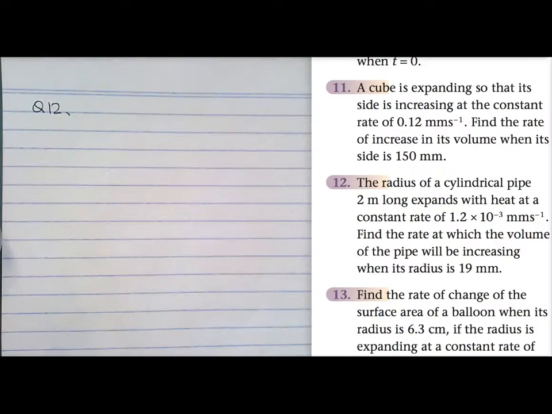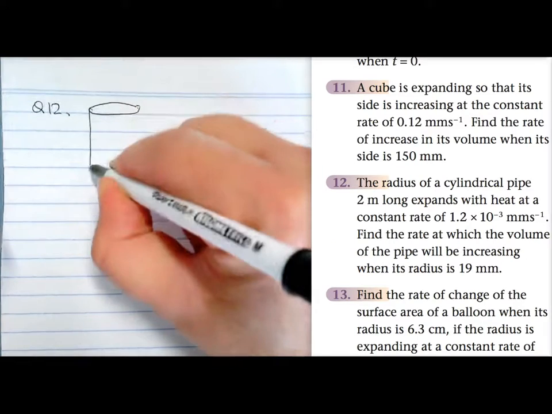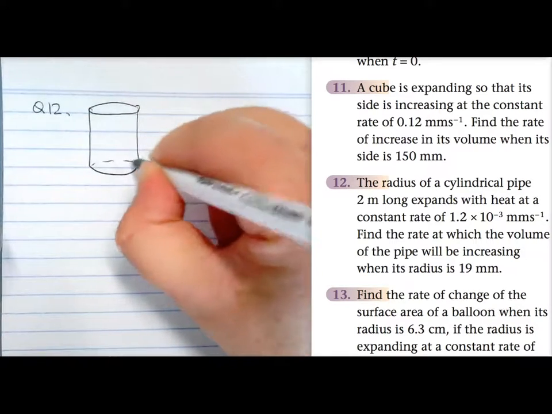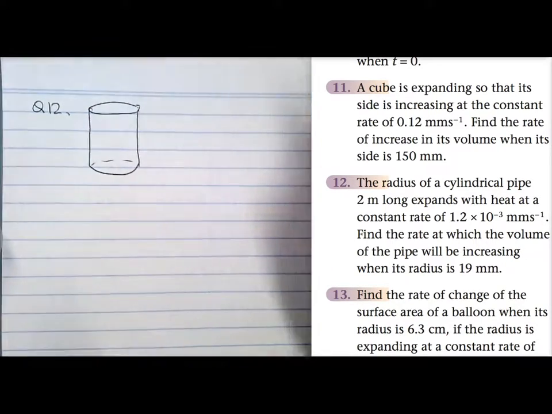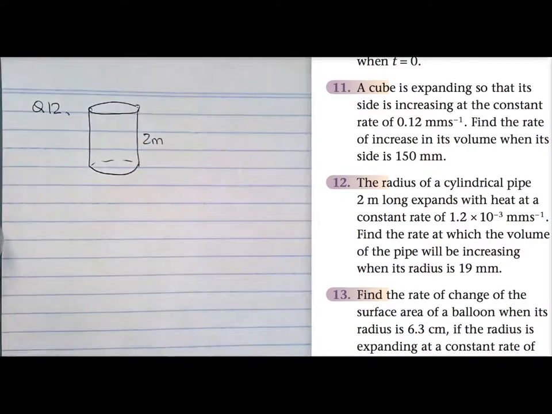Okay, so we're doing question 12. Write the question out. The radius of a cylindrical pipe that is 2 metres long. So I'm going to do a bit of a diagram. It would really help if you do. Makes things a lot better. So the radius of a cylindrical pipe, 2 metres long, so that's the length of the pipe, expands with heat. We all know that that happens because it's a metal. At a constant rate of 1.2 times 10 to the minus 3 millimetres per second.